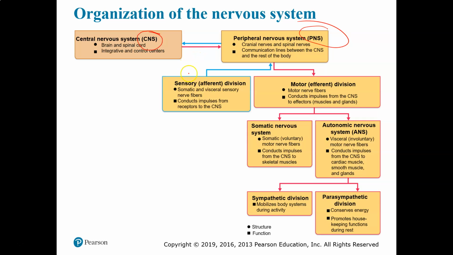Some of these are sensory. That means that they are giving your brain and spinal cord sensory information. The sensory or afferent division, afferent with an A, doesn't have any branches. It's just called the sensory division. Somatic refers to skeletal muscle, and visceral refers to smooth muscle and cardiac muscle. So the somatic and visceral sensory nerve fibers that give information to the central nervous system are part of this division, the sensory afferent division. And all of these conduct impulses from the receptors to the central nervous system, which is brain or spinal cord.